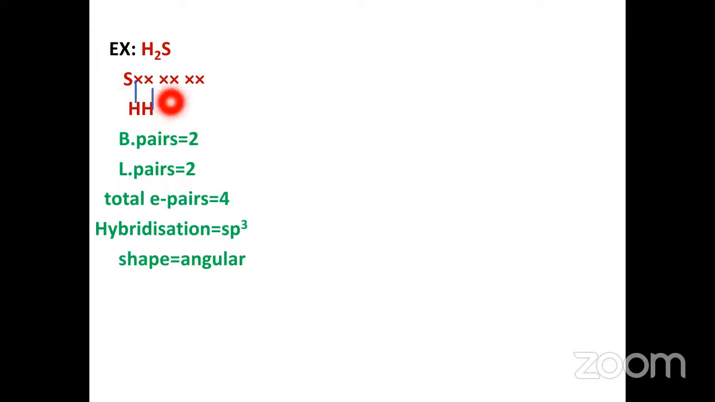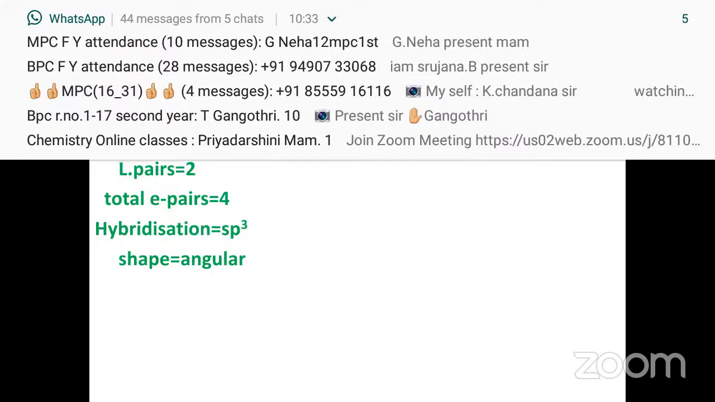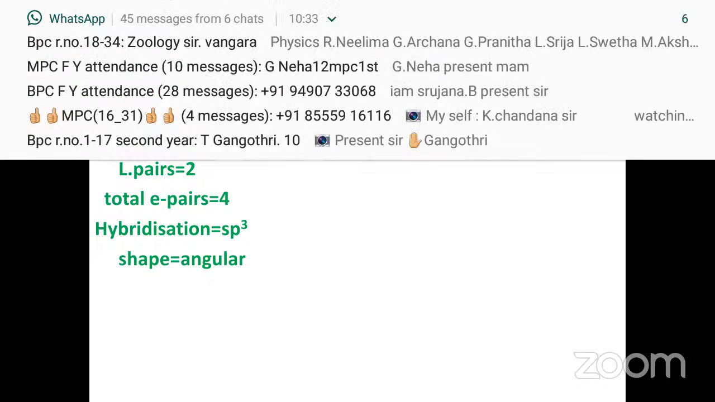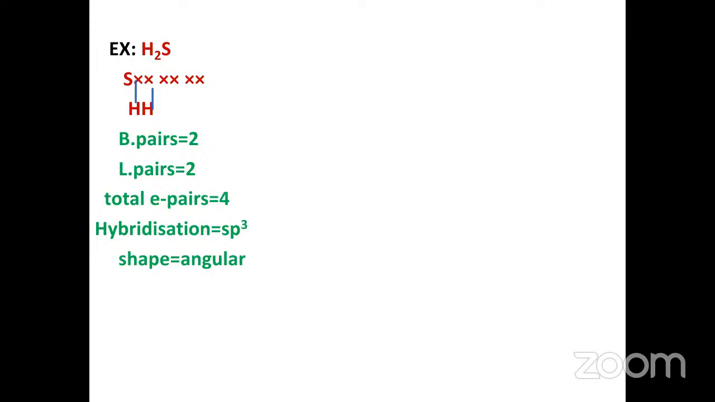Bond pairs are nothing but the electron pairs which participate in bond formation. Lone pairs are nothing but the electron pairs which are not participating in bond formation. Here these electrons are participating in the bond formation, but these electrons are not participating in bond formation with any other atoms, so these are lone pairs. So in the H2S molecule, the bond pairs are 2 and lone pairs are 2. Total electron pairs are 4.